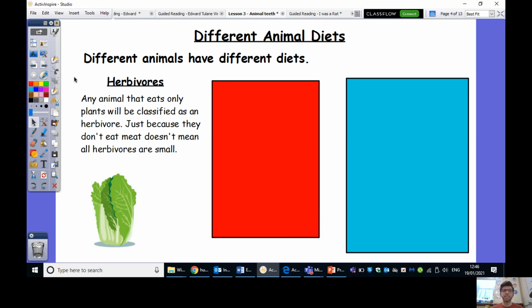So they don't eat meat, they only eat plants. And just because they don't eat meat doesn't mean herbivores are small. If you think of an elephant, for instance, as a herbivore, they grow to be absolutely enormous. So herbivores are the name of any animal that just eats plants and nothing else.